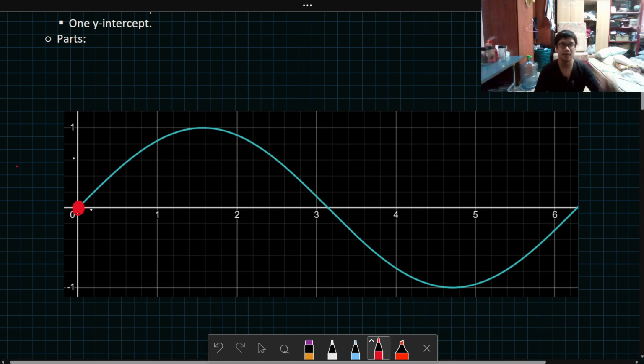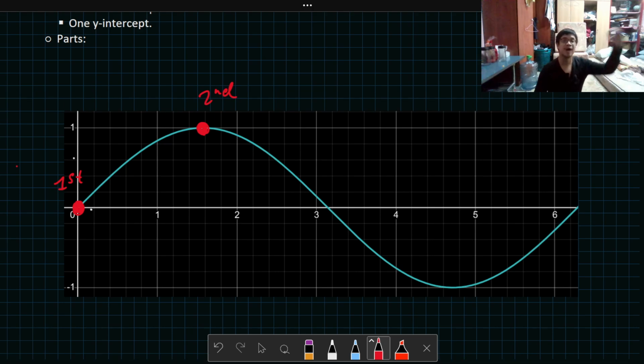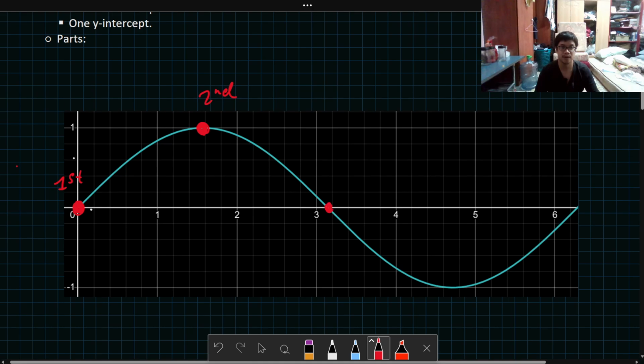The second key point is the maximum point, this one. This is the second key point. The third key point is the x-intercept where the graph goes downward. This one. This is the third key point. Then we have the fourth key point, which is actually the minimum point.